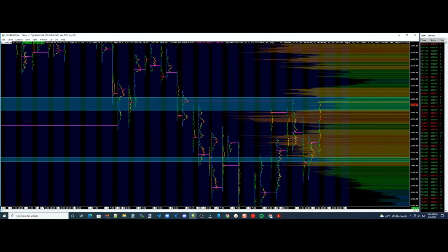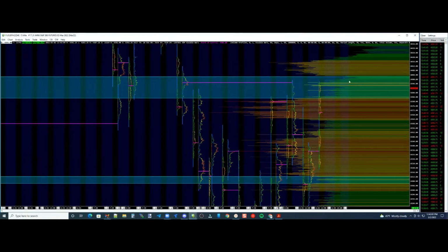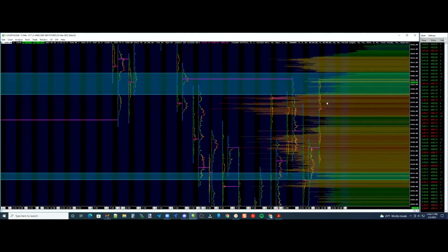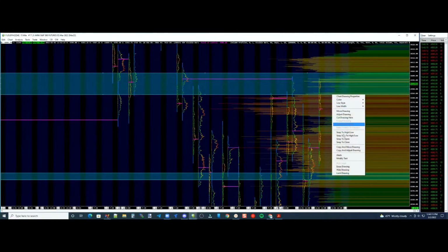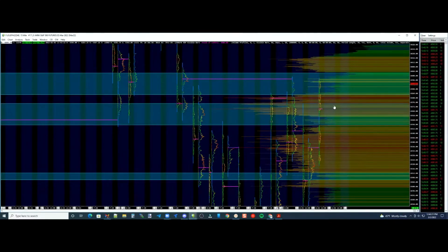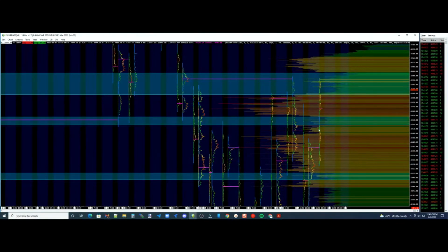How do you identify a low volume node? Well, right here, you can see low volume. This is a volume by price profile, so we're identifying low volume here. This is clearly a high volume node. We're leaving behind a low volume node on a long time frame, but look at today's session. We just scooted right through it and we left no volume on the session.